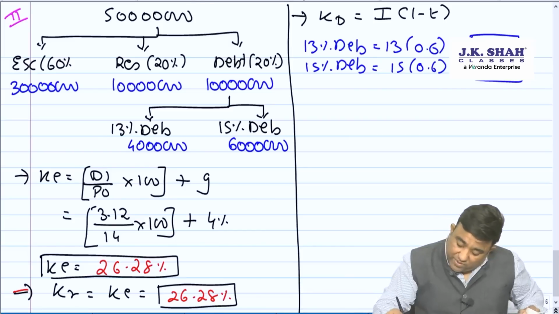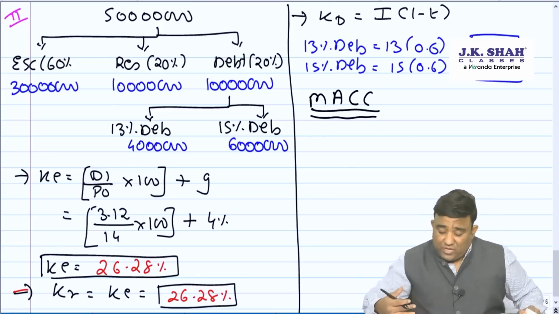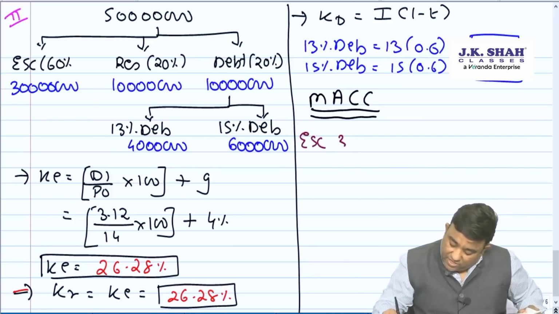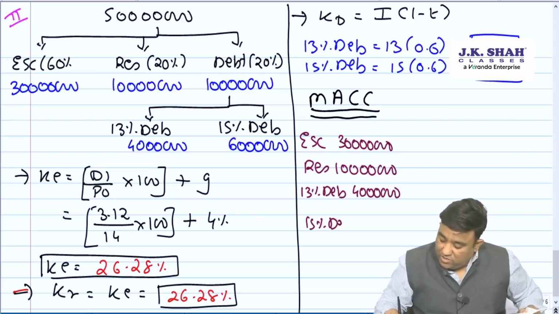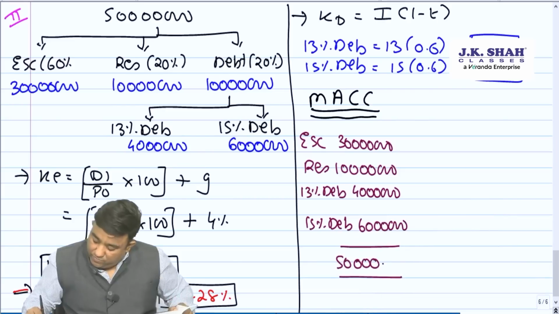Student, now what they have expected from you is computation of MACC, marginal average cost of capital, for which we are absolutely ready with the things. I can just start with equity capital, which is 3 crore. Reserves, which is like 1 crore. Thereafter 13% debenture, I would say 40 lakh. 15% debenture, which is 60 lakh. I would say this total is like 5 crore for me.